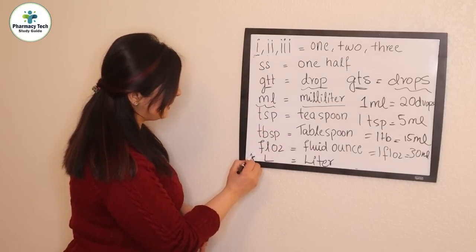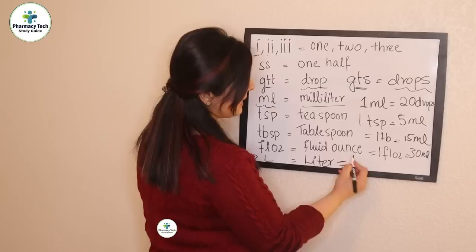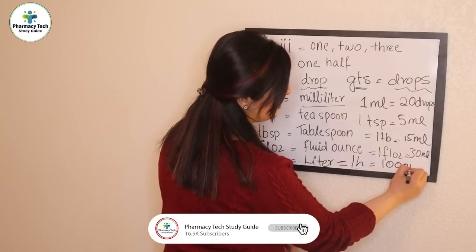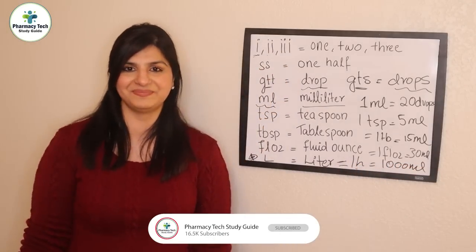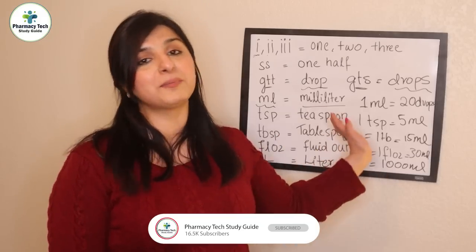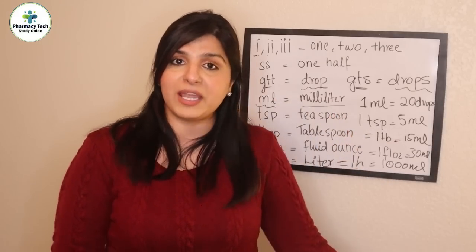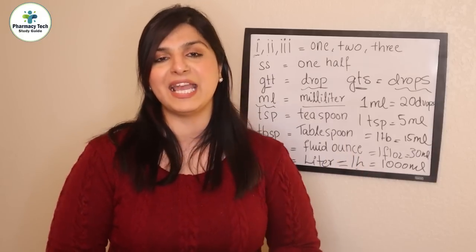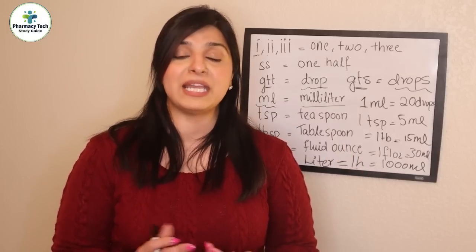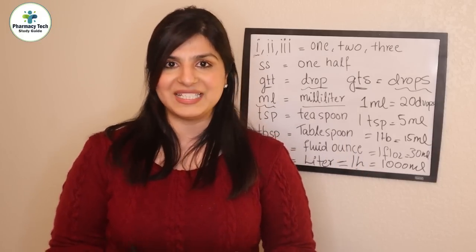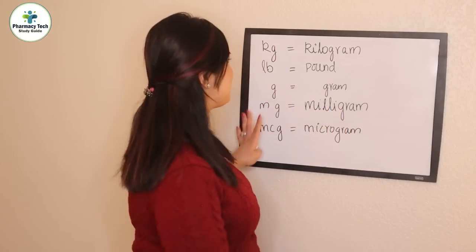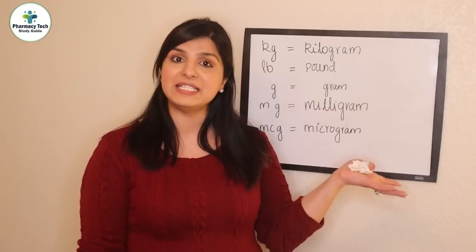Okay, the last one is L for liter, and 1 liter has 1000 mLs. So these are all of your measurement units or abbreviations for liquids. Next up, I'm going to erase all of this and write the measurement abbreviations for your solids. Okay, so the next set of abbreviations that we are going to talk about are the solids.